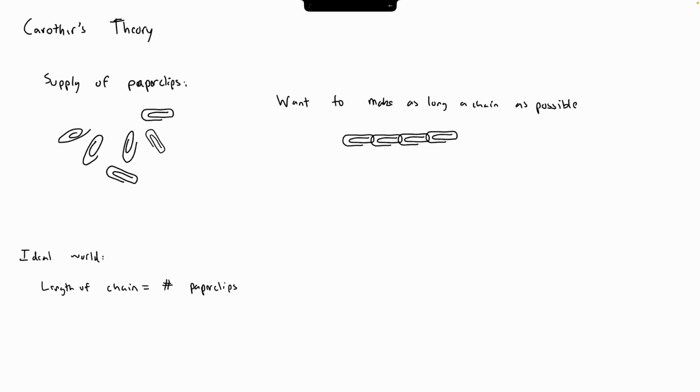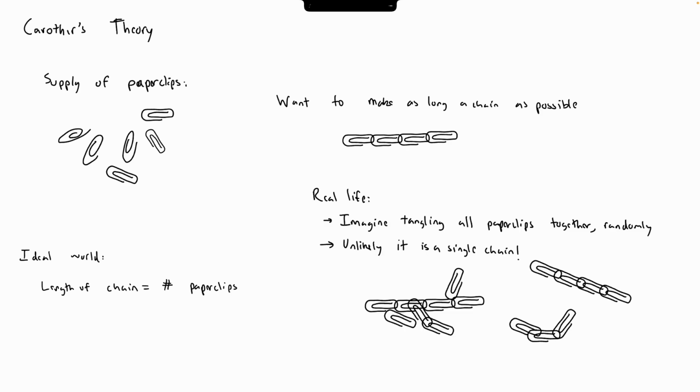Now in an ideal world, you would say this is really easy. The length of the chain would just be the number of paper clips I'd given you. And while that's true, it's not that easy to make a chain that's completely linear like this. In the real world, if I tried to tangle all the paper clips randomly, it would come out looking something like this, where it's not a single chain and instead there are a lot of branches, as shown here, or multiple different smaller chains.